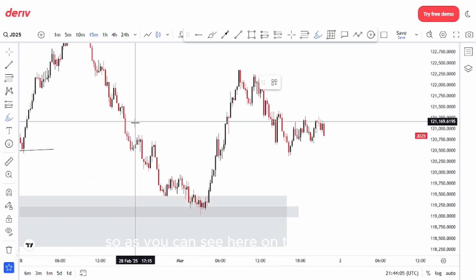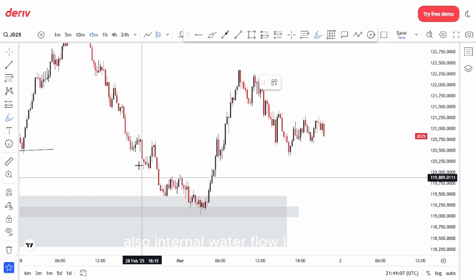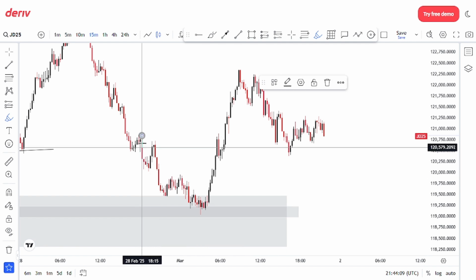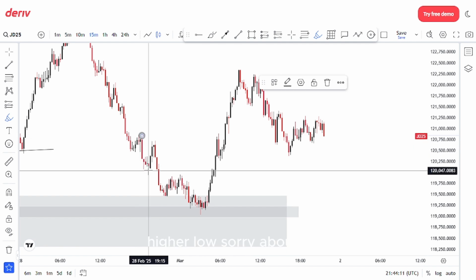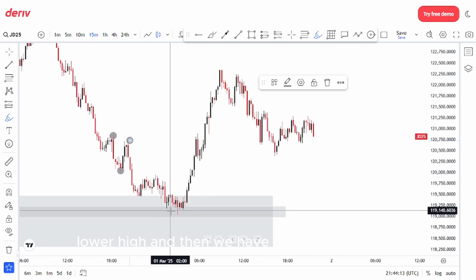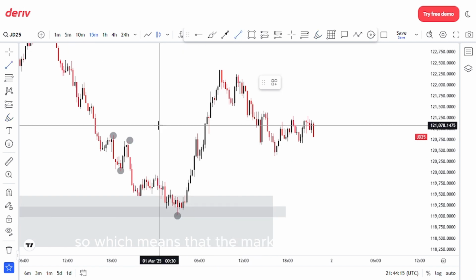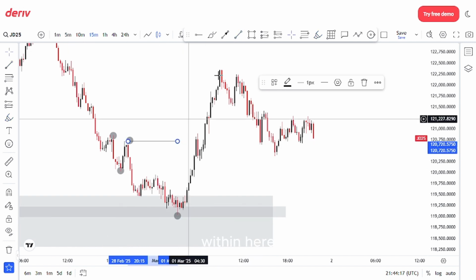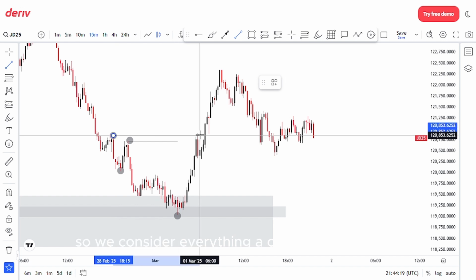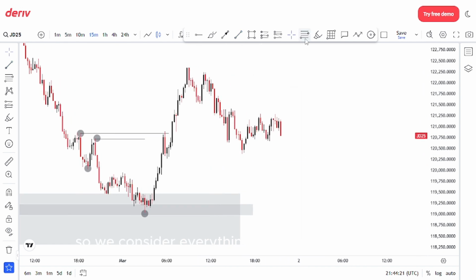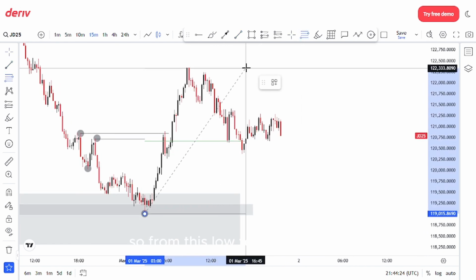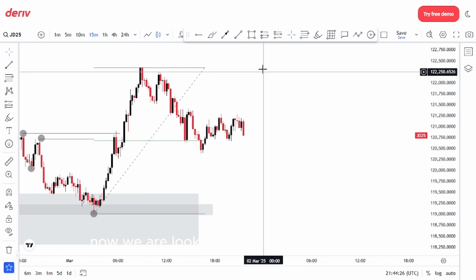So as you can see here on the 15-minute, also internal order flow, lower high, higher low, sorry about that, lower low, lower high, and then we had this lower low here, which means that the market broke structure within here and within here. So we consider everything a change of character. So from this low to this high here, now we are looking for buying opportunities.